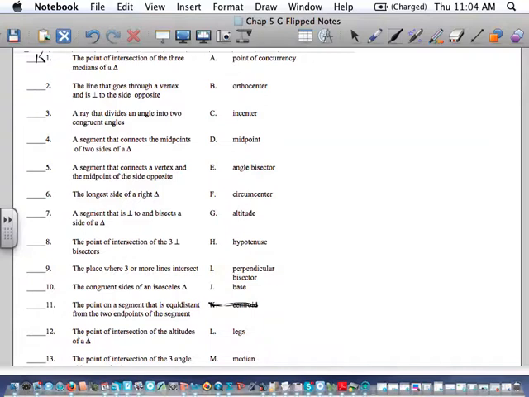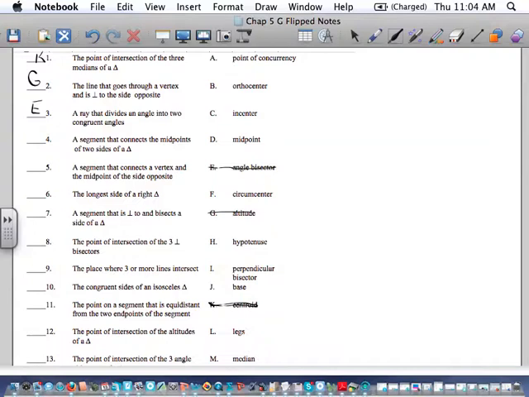Number 2 says the line that goes through a vertex and is perpendicular to the opposite side. That would be the altitude, G. So I'll put a G there. Number 3, a ray that divides an angle into two congruent angles is an angle bisector. So I look through the list, I see that E is an angle bisector. Number 4, a segment that connects the midpoints of two sides of a triangle. So that would mean that if it connects the midpoints, it's the midsegment.